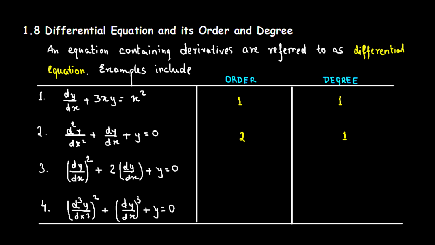In equation number 3, the highest order is first order, so we have a first order differential equation, and the power or the exponent of the highest order derivative is 2, so the degree is going to be 2. And finally in number 4, the order is going to be 3 and the degree is going to be 2.